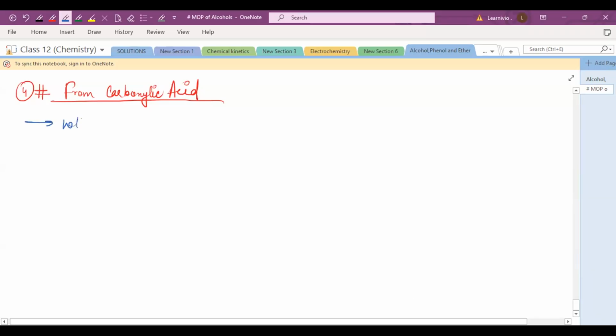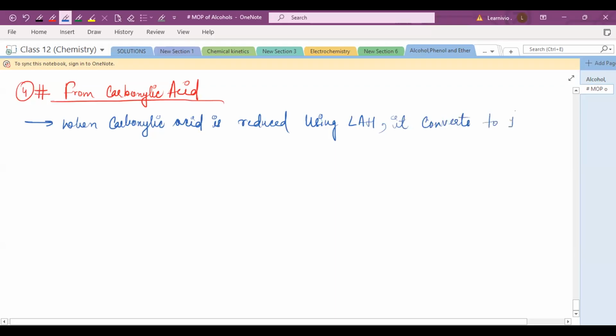So write down: when carboxylic acid is reduced using lithium aluminium hydride, because we know very well sodium borohydride will not convert the carboxylic acid to the alcohol, it converts to primary alcohol with the same number of carbon atoms.